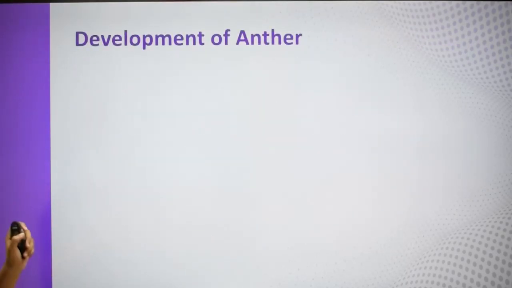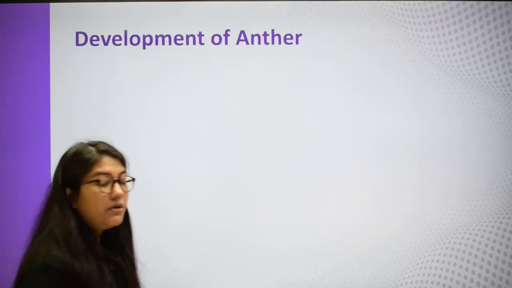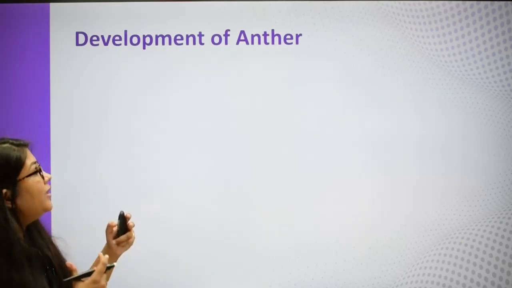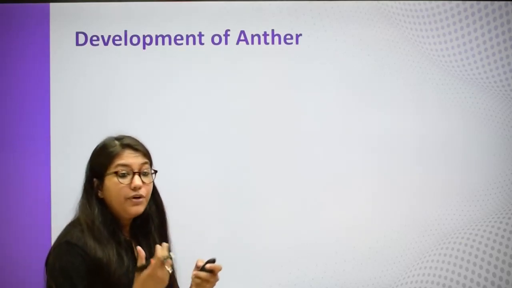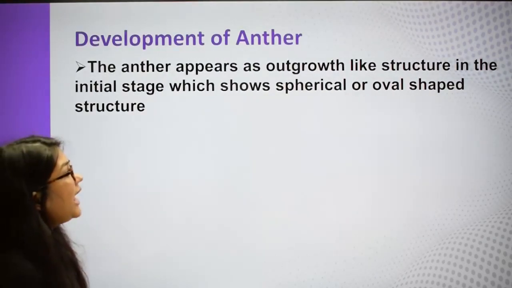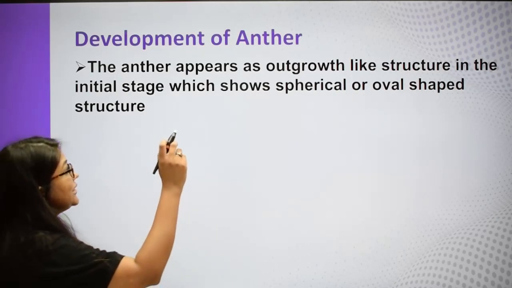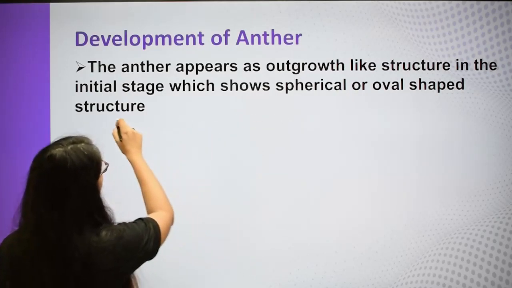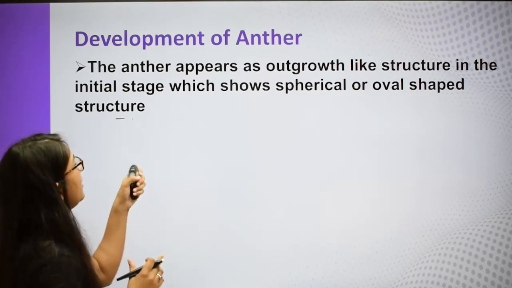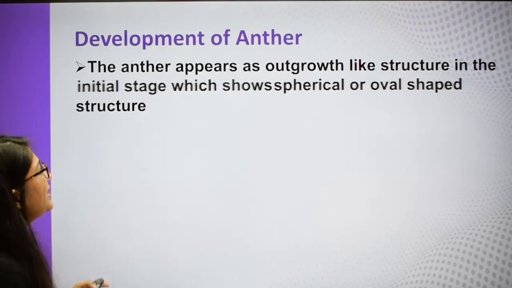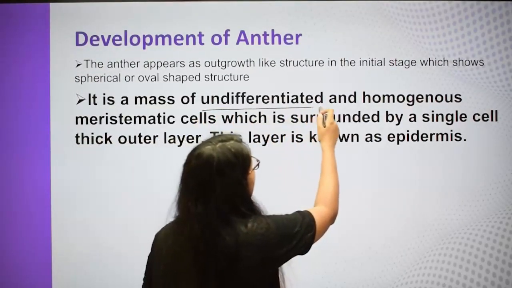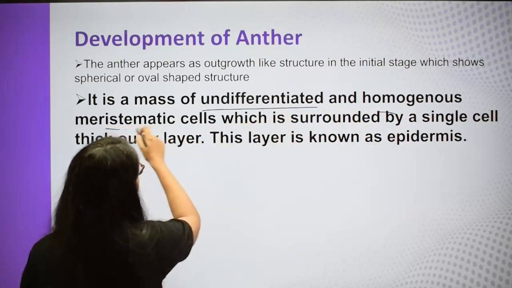Now next we'll be talking about the development of the anther, right? We have seen what the anther is. Now we'll be talking about how the development of the anther happens. So now see, the anther appears as an outgrowth-like structure in the initial stage, which shows a spherical or oval-shaped structure. We are talking about a very initial stage. It is simply appearing as an outgrowth. It is a mass of undifferentiated and homogeneous meristematic cells.